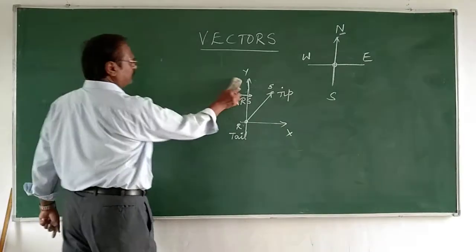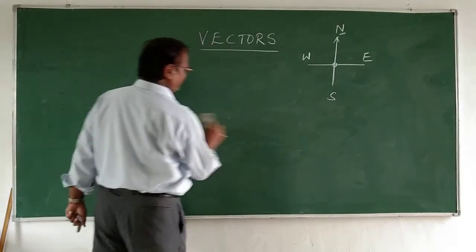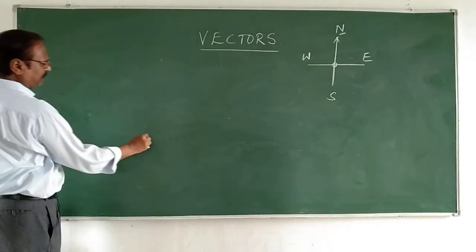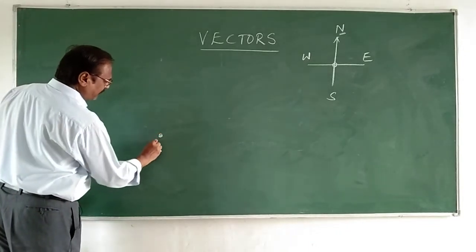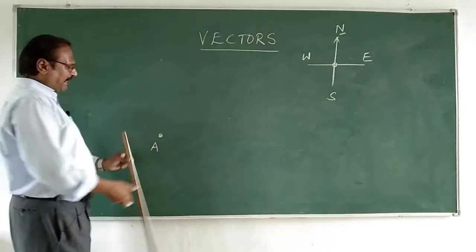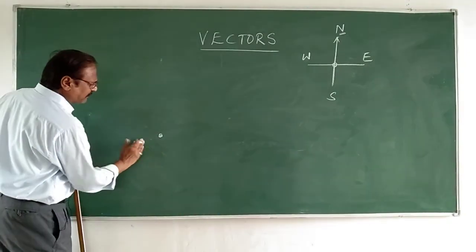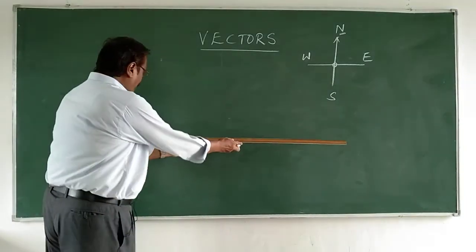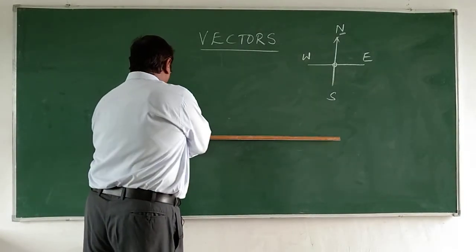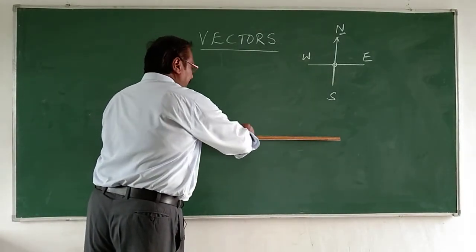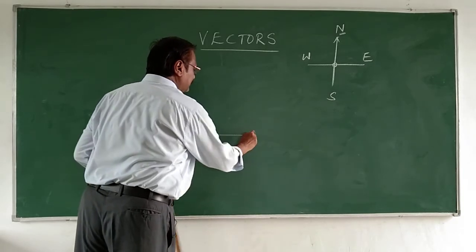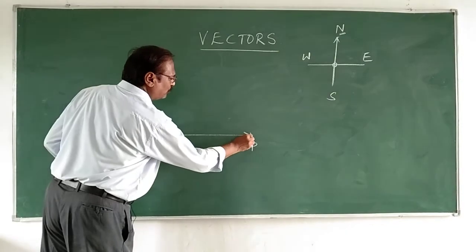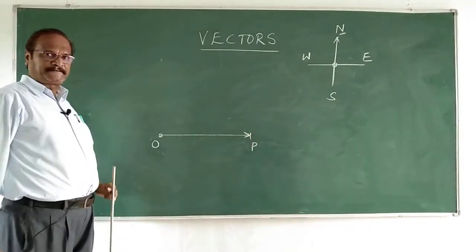So let me continue with the point now. Let us take, for example, a body starting from this point A, the origin. Now it is going to travel 5 kilometers. So for 5 kilometers, I take 50 centimeters. This represents 5 kilometers. P, let us say, is the point. So this is the vector quantity, right?